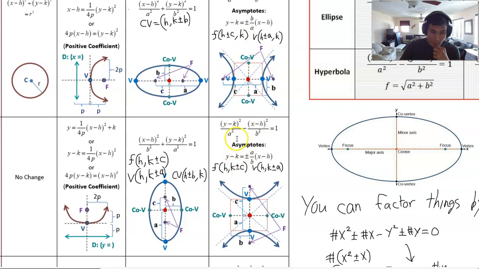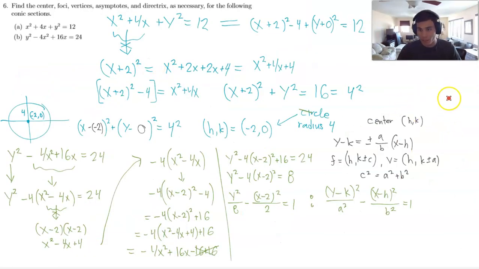Right? So here we go. Let's start off with the asymptote because it's right there. So we want y minus k equals plus or minus a divided by b, times x minus h. I actually took the initiative to write down all the formulas right here so we don't have to keep jumping back and forth between screens.